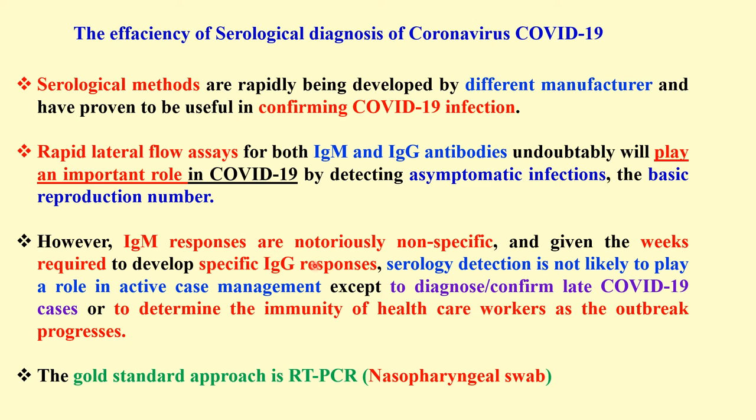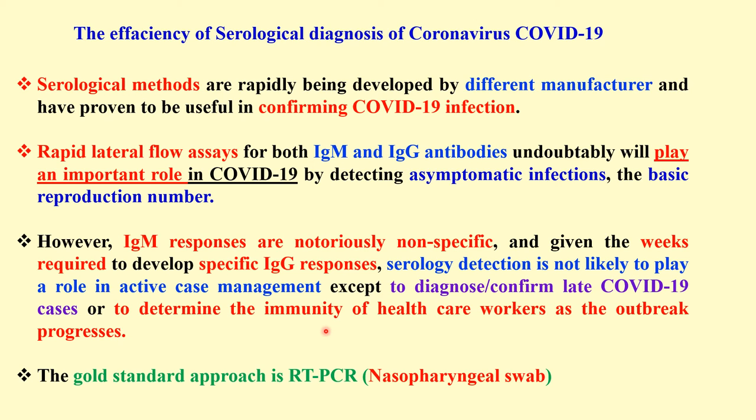In addition, it has been shown that the IgM responses are notoriously non-specific. And if you would like to wait for the patient to develop IgG after the development of IgM, it takes a long time, more than a week. So serological detection is not likely to play an active role in case management, but serology can be used to confirm late COVID-19 cases, or to determine the immunity of healthcare workers, especially since they are at high risk of infection because they are in direct contact with patients.